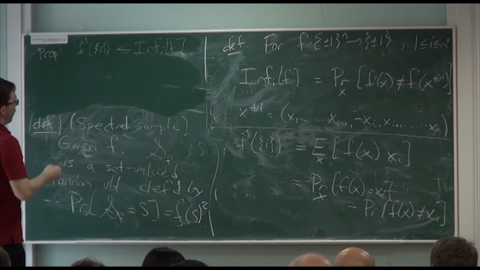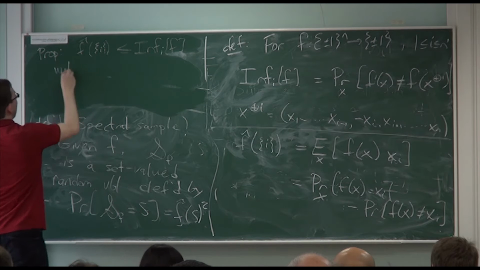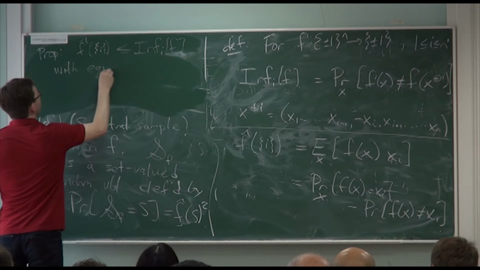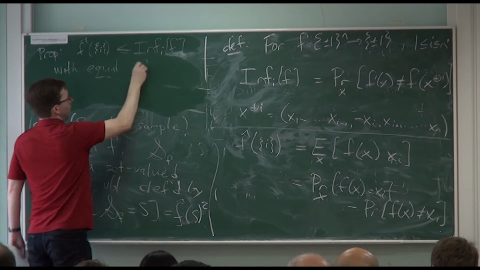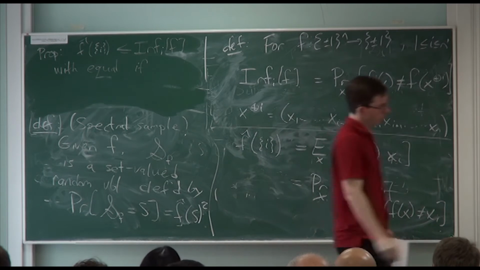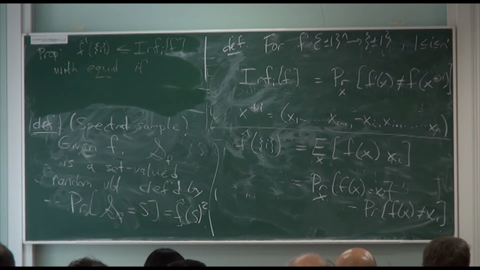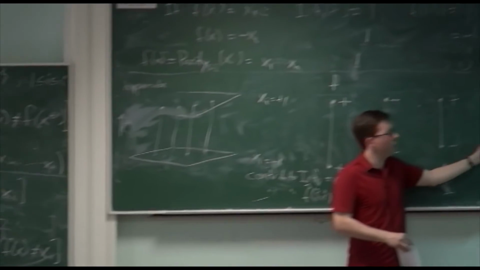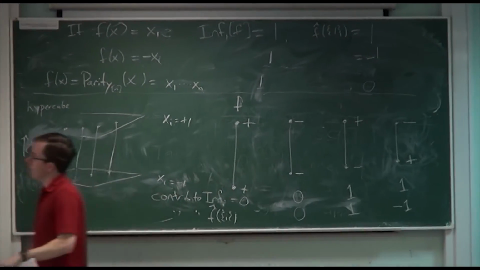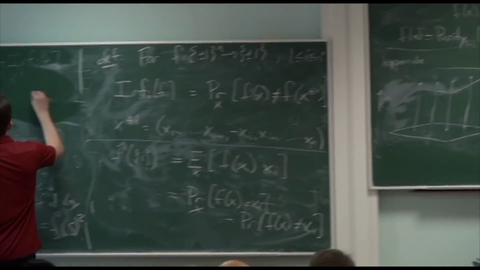And let me just add that they're equal if this case never happens, then they're equal. And one case where that doesn't happen is if f is monotone. F is monotone in the ith direction means this never happens. So I can say if f is monotone.